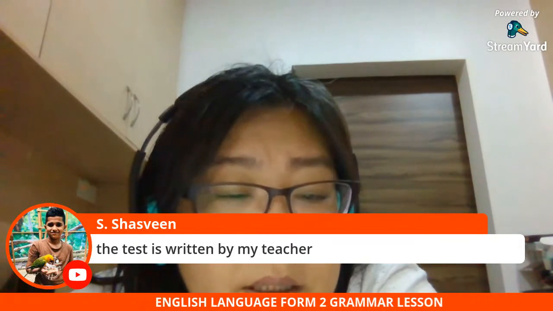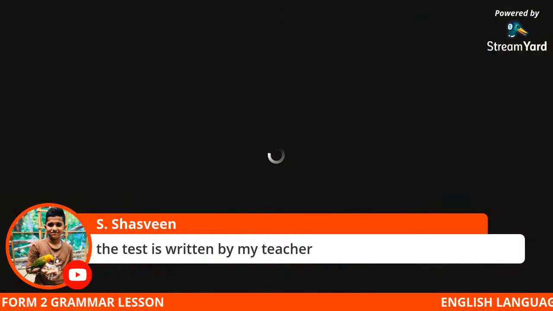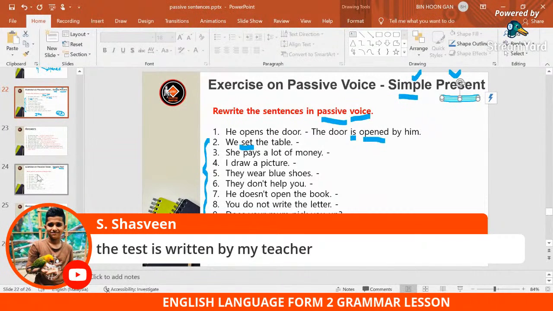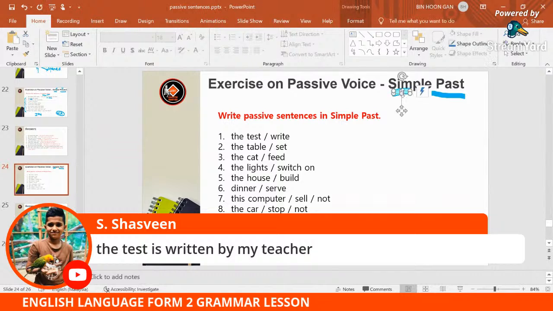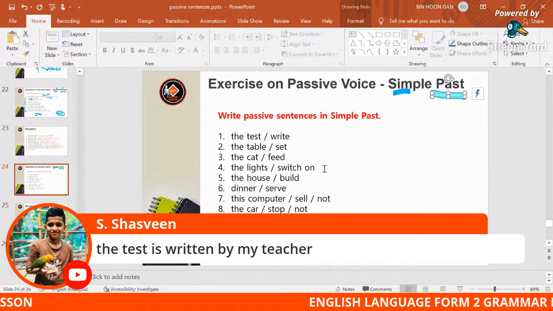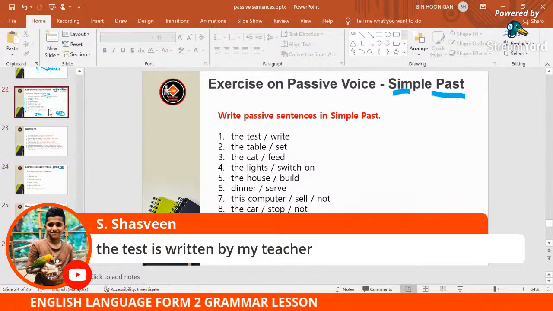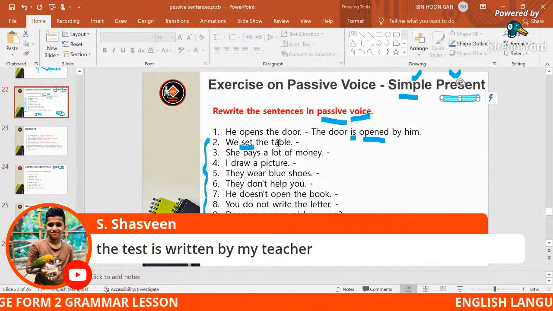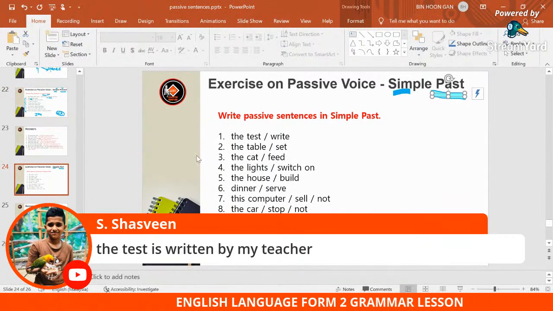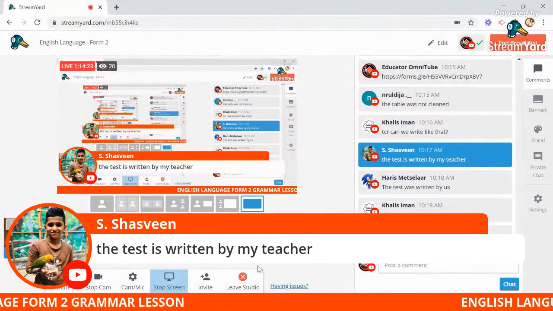Okay, I repeat again. I read the first one with the sentences here. You have to spell. But the second exercise, it is simple past. So this one, no sentences. You have to write your own sentences. So you have to write in simple past. I repeat, this one is simple present, where you have to change the sentences. And then this is simple past, where you have to write your own sentences. Okay, so that's all. I'm going to stop sharing.